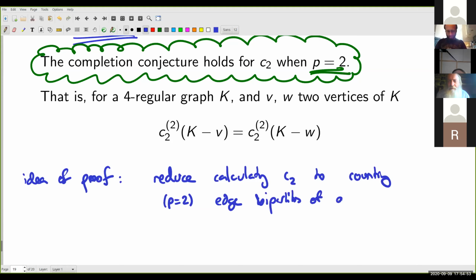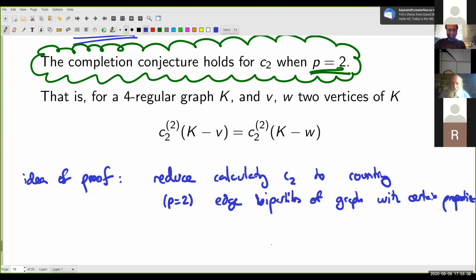The graph with certain properties. And did I mention I'm from a combinatorics department? I mean, counting edge bipartitions of graphs. Come on, that's classical, beautiful, just pure enumeration, and it's graph theoretic too. It's really, really nice stuff.